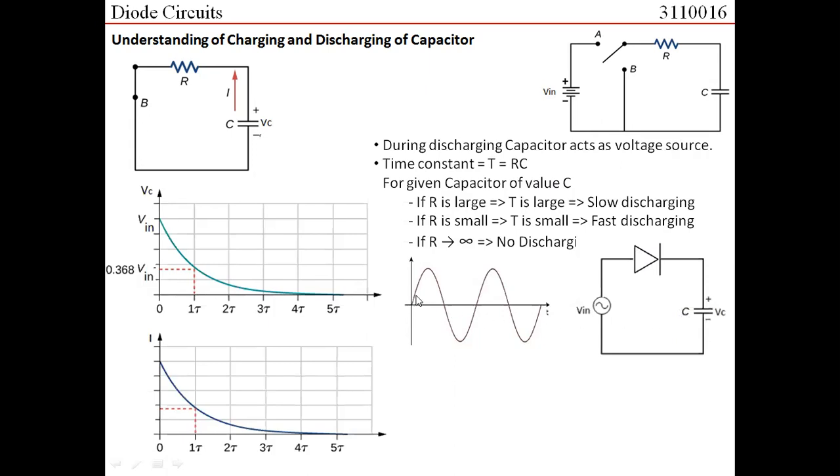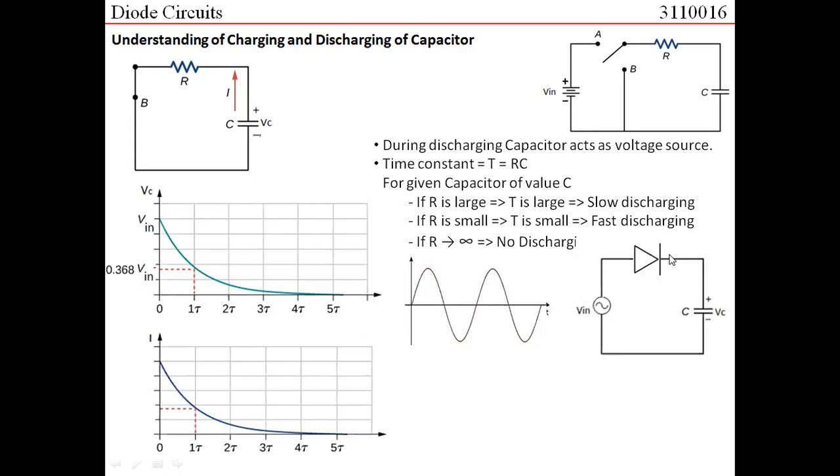So as the input grows, the voltage across Vc would follow, right? When the input voltage reaches the peak voltage Vm, Vc would also reach the peak voltage. What happens after this? When the input voltage in the positive half cycle reaches the peak, Vc is also equal to Vm. Now the input voltage starts decreasing from Vm. So the potential on the P terminal of the diode is less than Vm, but on the N side you have Vm. So the diode would basically become reverse biased.